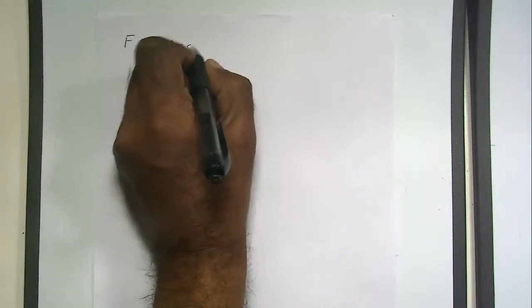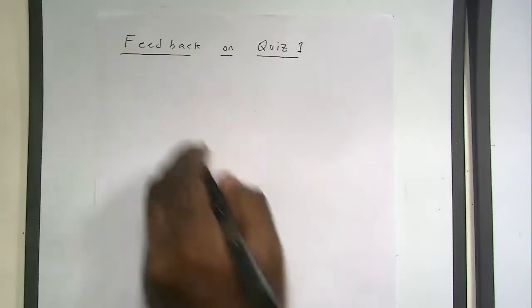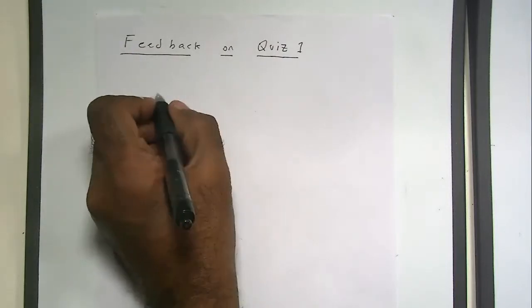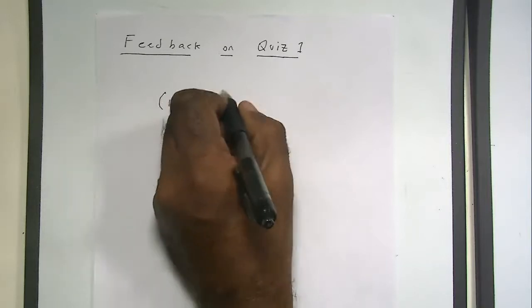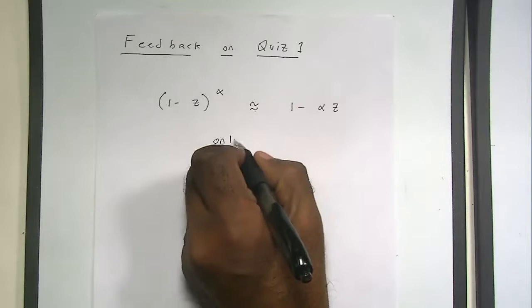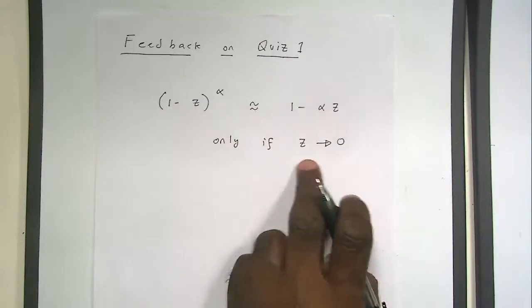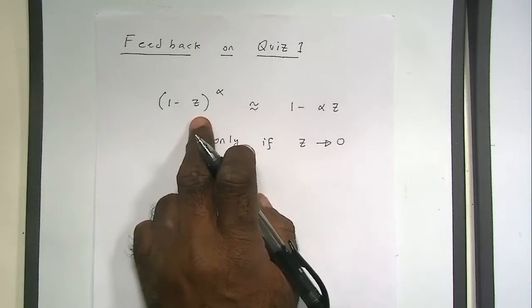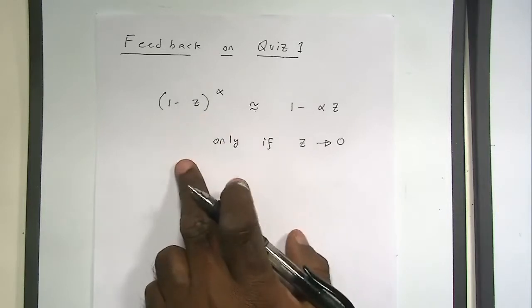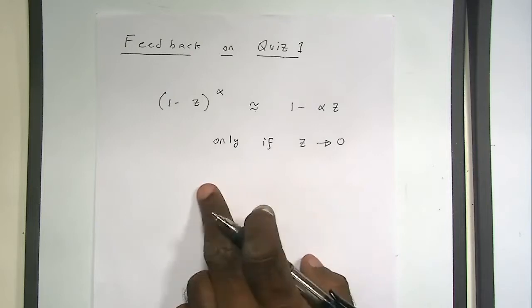So the feedback for quiz one. I think most of you did that correctly, except some of you had problems. When you have something like this, you can write it like 1 minus alpha times z only if z approaches 0, if z is close to 0. So this is only true if z approaches 0. You cannot use this in other circumstances, right? This is a mistake some of you made. But I think most of you got this right anyway, so this is the feedback I had on quiz 1.